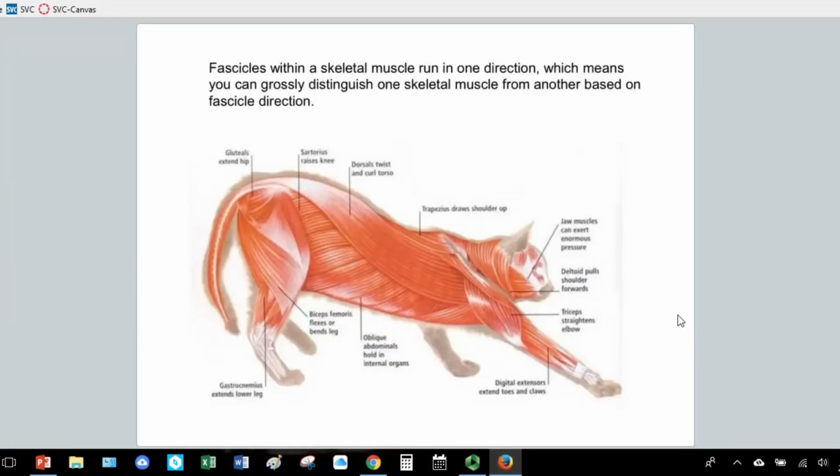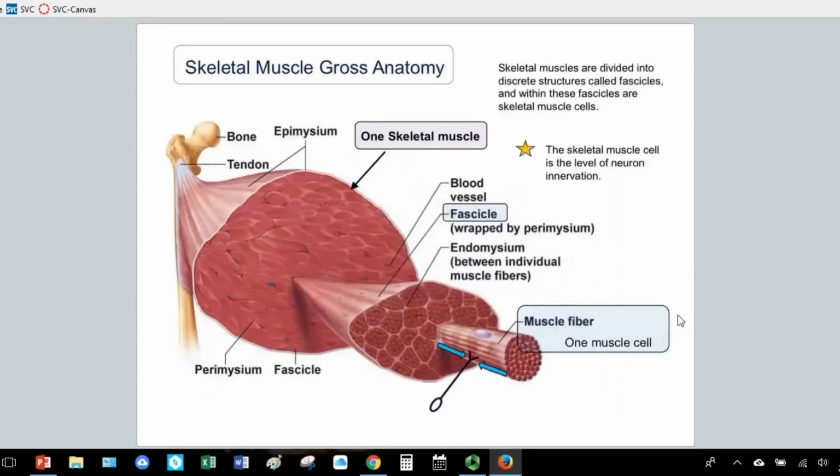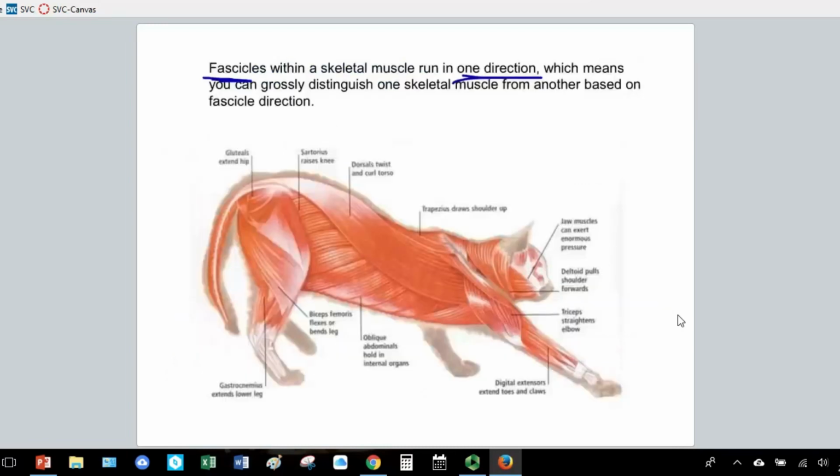Now, something that's handy to know is that fascicles within a skeletal muscle run in one direction. So if we go back here, all of these fascicles, again, these are all fascicles, they all run in the same direction. So fascicles within an individual skeletal muscle run in one direction. And why this is beneficial is because it means you can grossly distinguish one skeletal muscle from another based on fascicle direction.